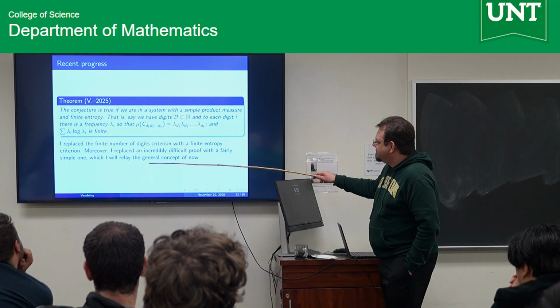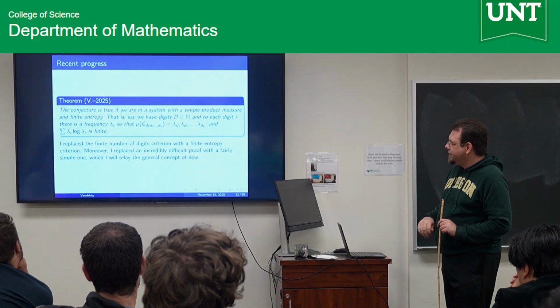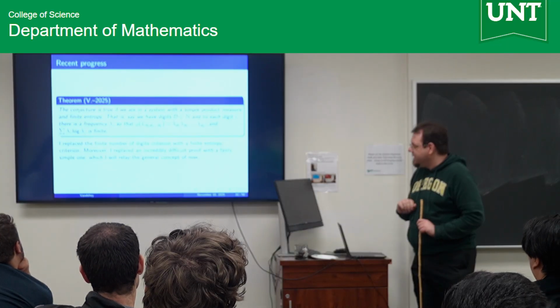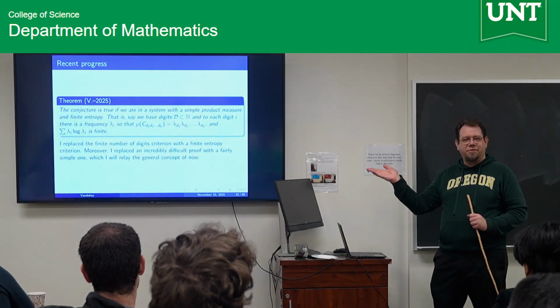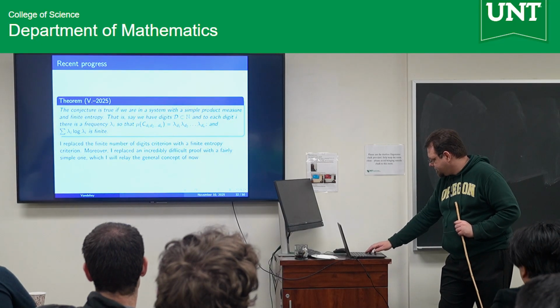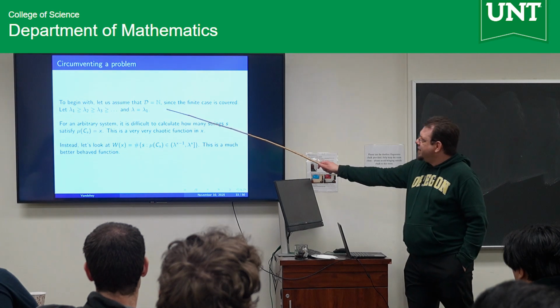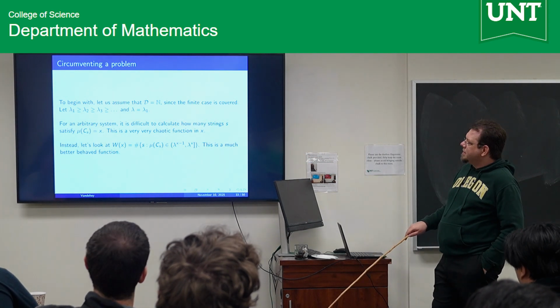So, yes, I have replaced the finite digit criterion with the finite entropy criterion, so now I can allow myself to have infinite digit sets. And also I've replaced my incredibly difficult proof with a much simpler and more straightforward one, which I will attempt to give you the basic gist of now. So to begin with, let's assume that my digit set is infinite, because I already have the finite case covered by my other terrible paper.